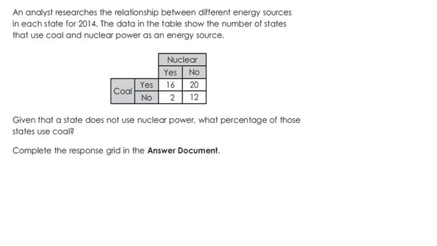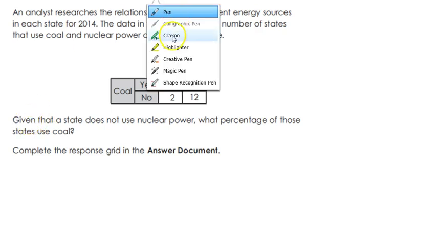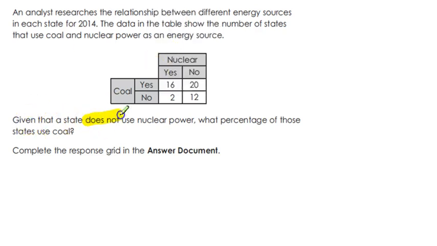An analyst researches the relationship between different energy sources in each state for 2014. The data in the table shows the number of states that use coal and nuclear power as an energy source. Given that a state does not use nuclear power, what percentage of those states use coal?